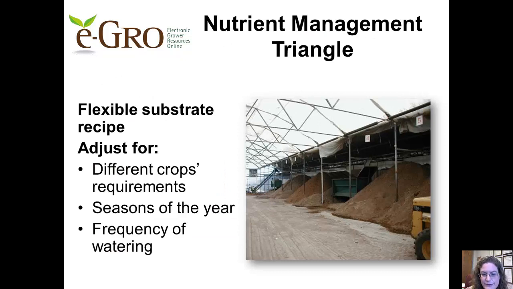The relationships of the nutrient management triangle suggest a flexible substrate recipe. Use of a substrate that can be slightly modified based on different crops' requirements, seasons of the year, and frequency of watering. In combination with consistent and repeatable substrate handling and irrigation practices, the grower can optimize nutrient management for any given crop.